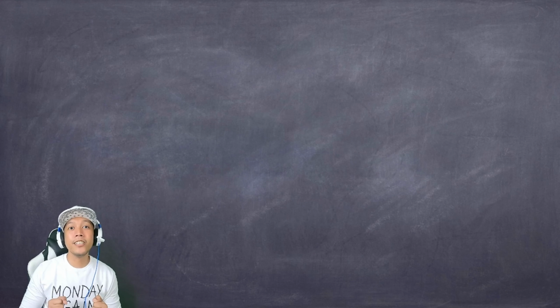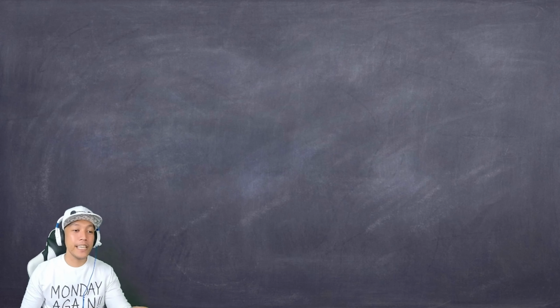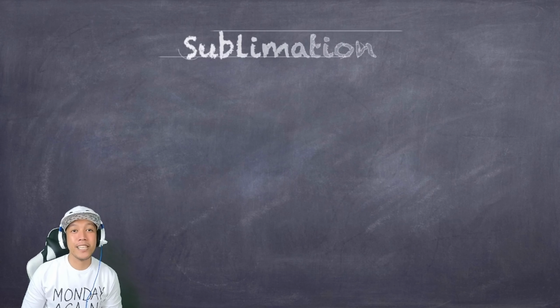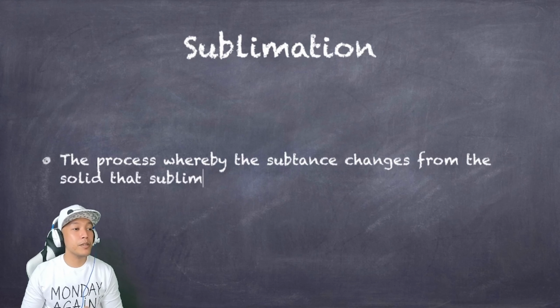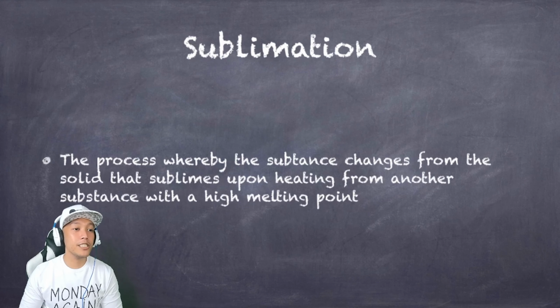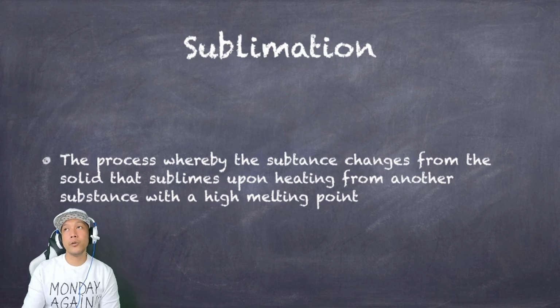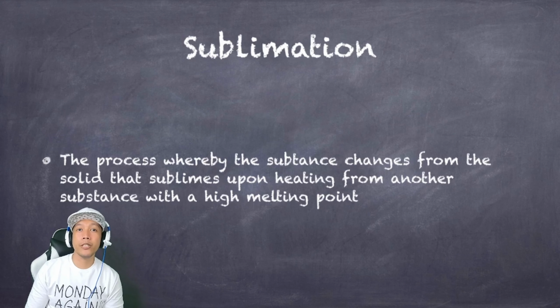Okay, so another type of separating mixture is sublimation. So sublimation, let's read the definition first. It's the process whereby the substance changes from the solid that sublimes upon heating from another substance with a high melting point. So ano to? Ano ba ang sublimation muna?